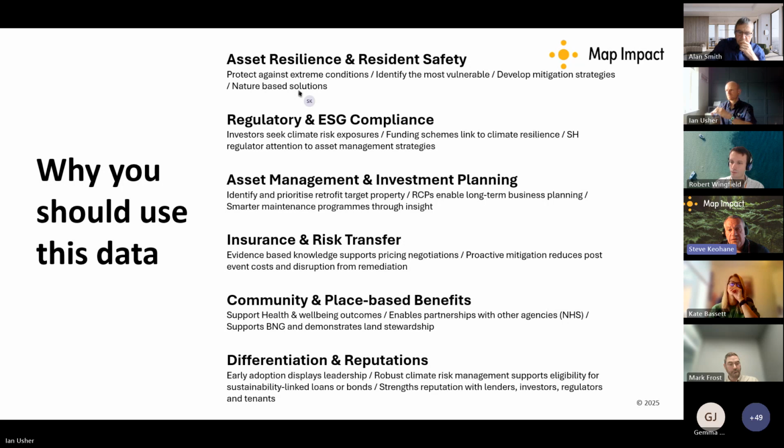Regulatory, I believe that the social housing regulator is paying attention to this type of data. They're producing yet another score in terms of community, so what you're going to be doing to your residents will be of concern. The whole thing around insurance and managing the asset, investment planning, is very crucial.